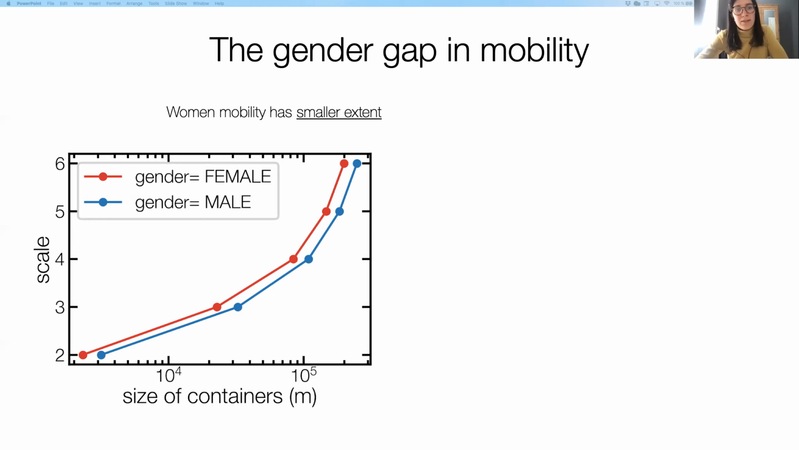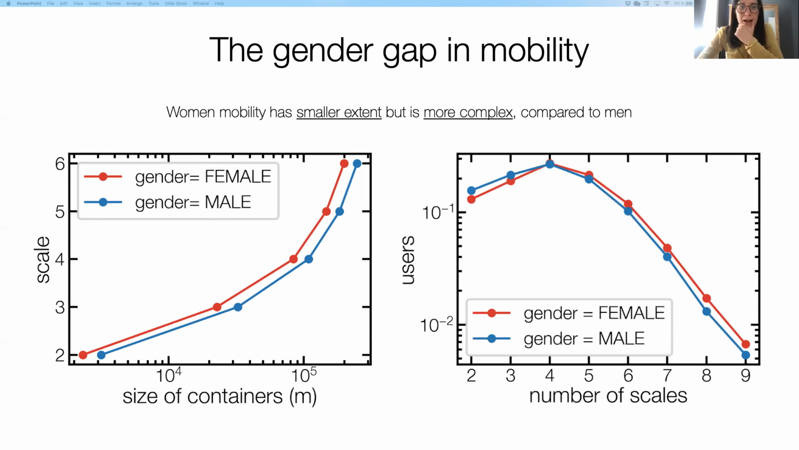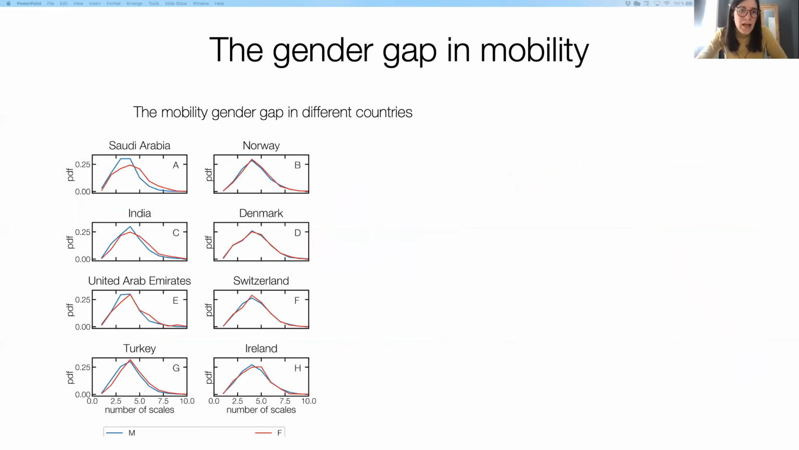And what we found is that females tend to have smaller containers, at all levels. This is known in the literature. The reason is that females typically travel less than men. However, they have a more complex hierarchical structure, meaning that they have more levels. So the mobility of women is somehow more complex, and this is captured by a nested hierarchical model with more levels. And importantly, we found that this difference in the number of levels is not as pronounced in certain countries as it is in others.